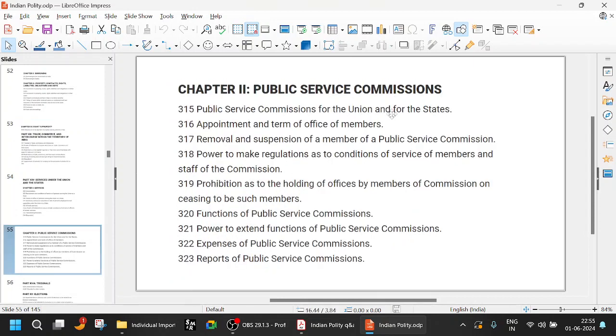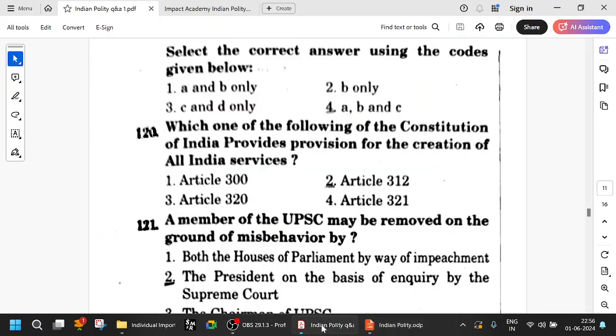And 315 is regarding APPSC and UPSC and all those things. And 320 is functions of public service commissions. What are the various functions and power to extend those functions of public service commissions? For example, if a particular state, for example APPSC, has no proper commission, then the power of the UPSC can be extended to conduct exams for APPSC also. So that is the power to extend functions of public service commissions. That is 321. So 320 is powers, 321 is power to extend, 312 is All India Services. 300 is regarding suits and proceedings. 300A is right to property.